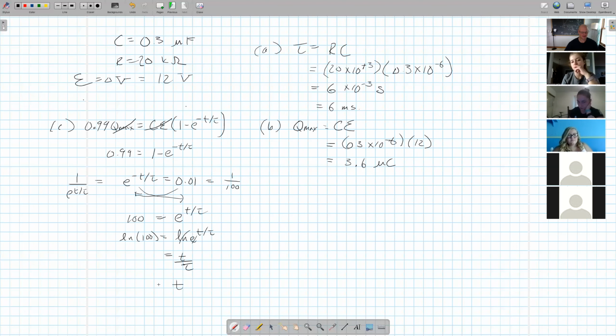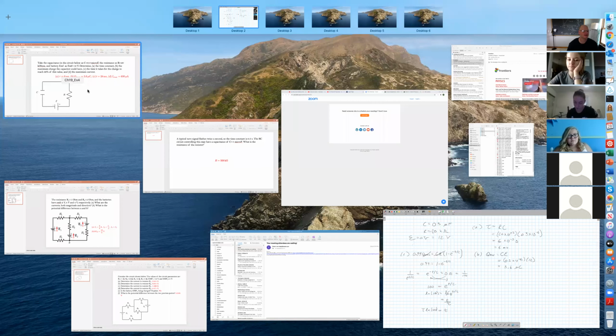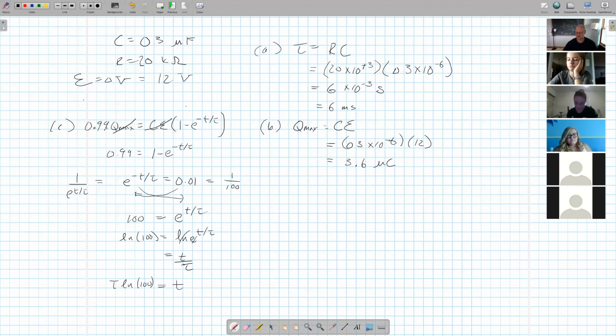So finally solving for t. So t then is going to be tau times the natural log of 100. Good. Tau, we already know from here, that's 6 milliseconds times natural log of 100. So if I plug in my numbers, what I find is that works out to be 28 milliseconds. So it takes 28 milliseconds for this thing to reach 99% of its maximum charge.